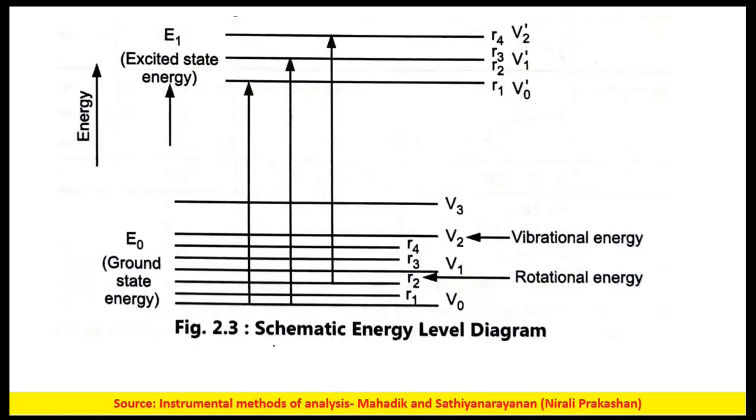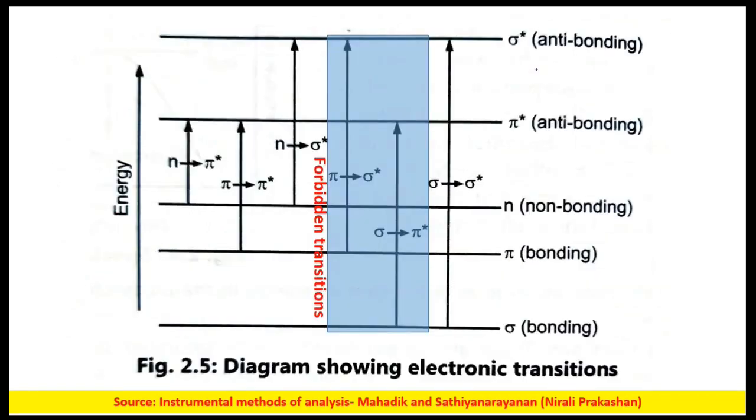This is the schematic energy level diagram. So you are having the rotational energy levels, then you are having these vibrational energy levels, these bigger ones. Then in the excited electronic state, you have rotational energies and vibrational energies also. Then a diagram showing electronic transitions. Different types of transitions have been shown.